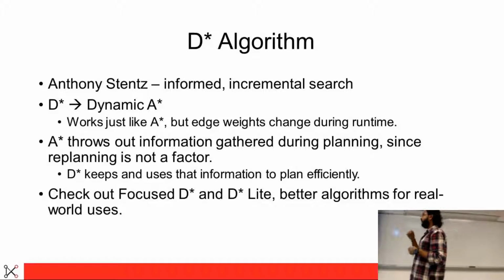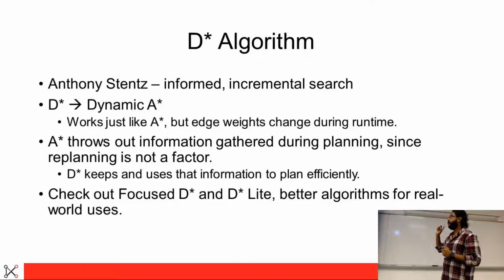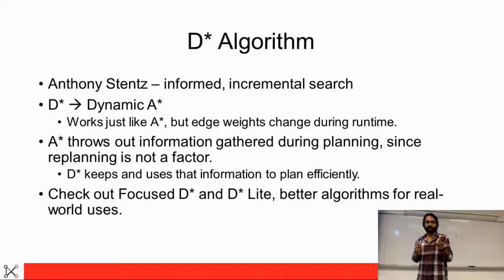D Star. Anthony Stentz. This guy is again super cool. You should read his two papers. One of them is D Star and one of them is Focused D Star. Both of them he wrote. Definitely read it. Super simple again. D Star is basically a focused, informed incremental search, right? Same as A Star, but with certain caveats, right?